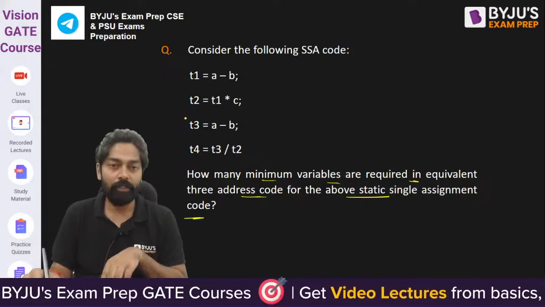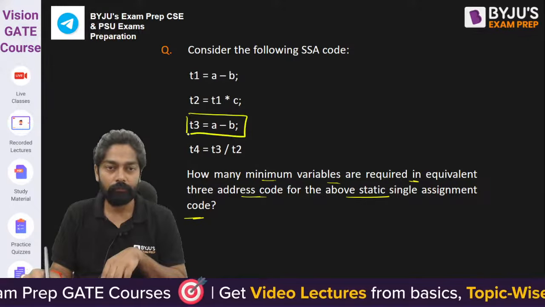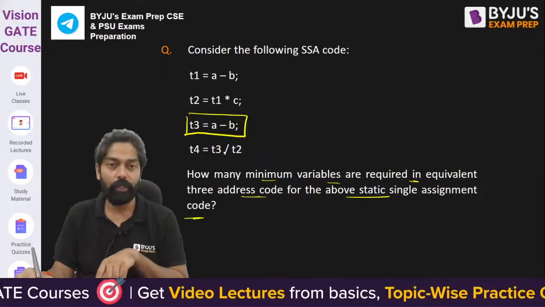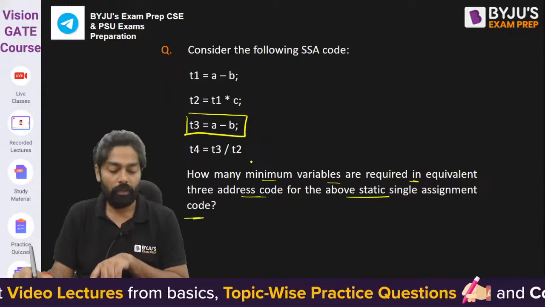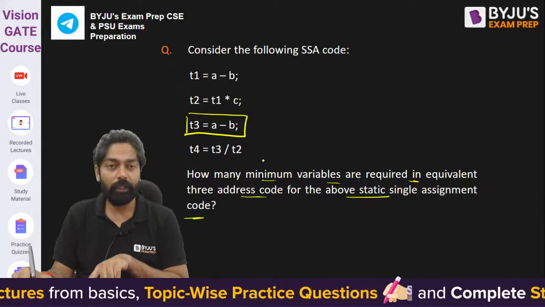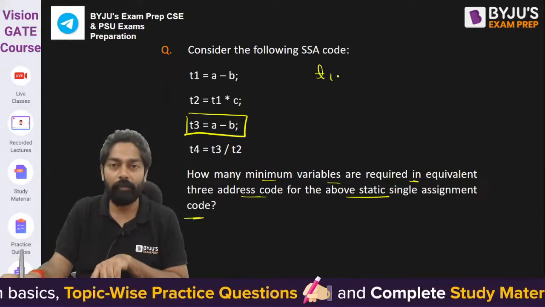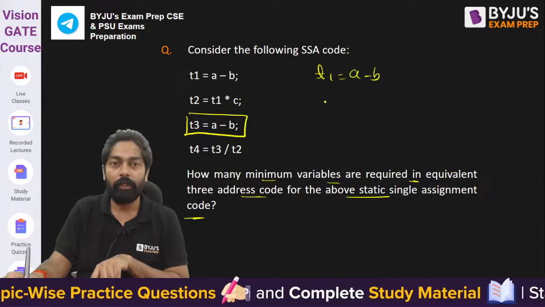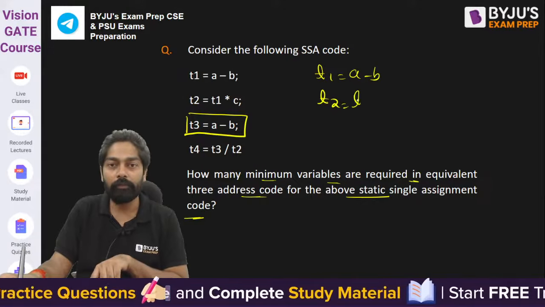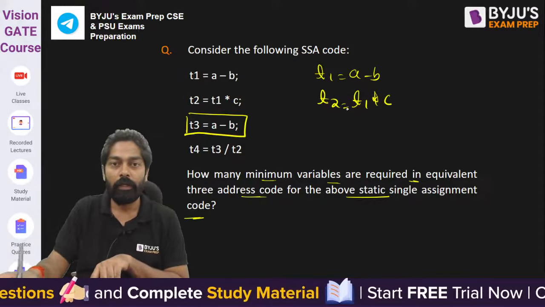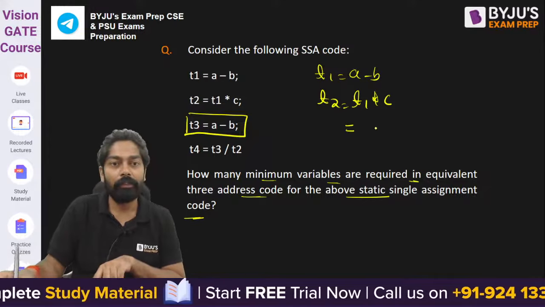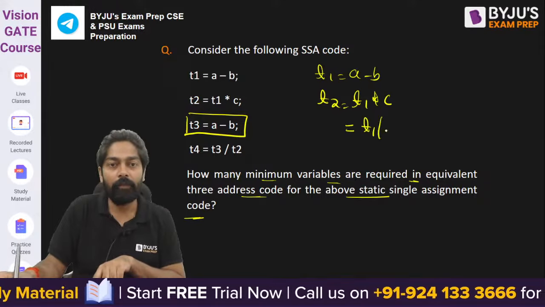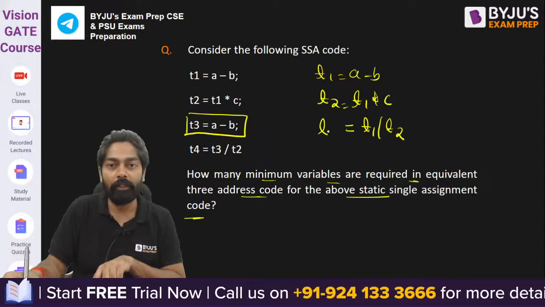If you see clearly, there is no meaning of this one. You can remove this. Now you can try. In the question, you can write this as T1 equal to A minus B, T2 equal to T1 into C, my dear friend. And what we have is T1 by T2, and I am writing in T3.